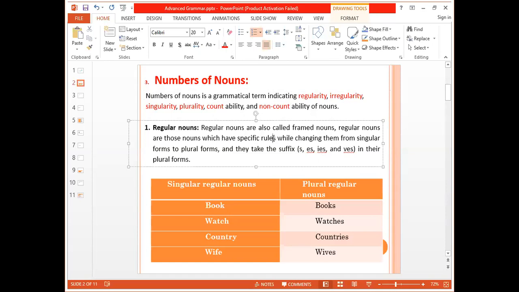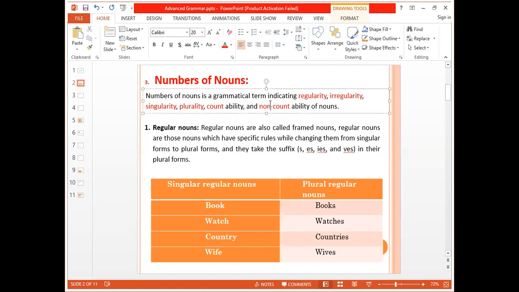And in number of nouns, what do we have here? The first thing, number 1, is called regularity. Number 2 is irregularity. Number 3 is singularity. Number 4 is plurality. Number 5 is countability. And number 6 we have non-countability.